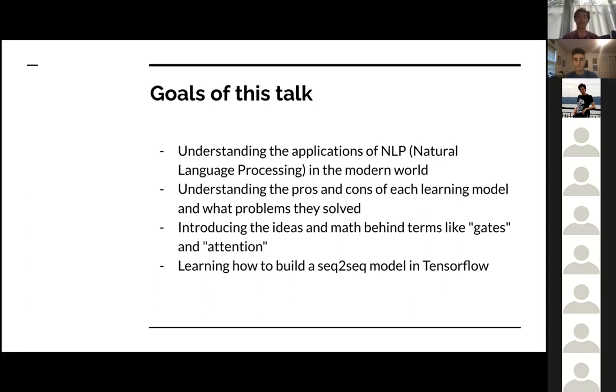So, the goals of this talk. The goals are to have an understanding of the applications of natural language processing in the modern world, and to understand the pros and cons of each learning model and what problems they solved. We're also going to be introducing the ideas in math behind terms like gates and attention. And if we have time, we're going to be learning how to build a sequence-to-sequence model with TensorFlow.